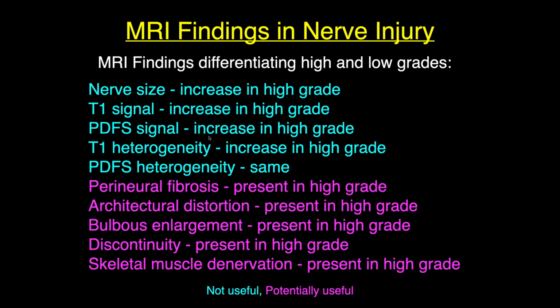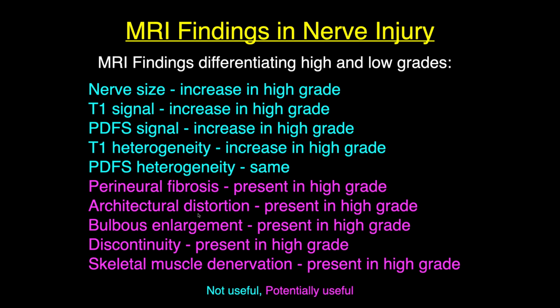But it turns out that even though all of these have been described in the literature, they have turned out not to be very useful when you compare MR findings with surgical findings and with EMG and other studies. What recent papers have shown may be useful is if you look for perineural fibrosis, typically present in high grade, and architectural distortion.